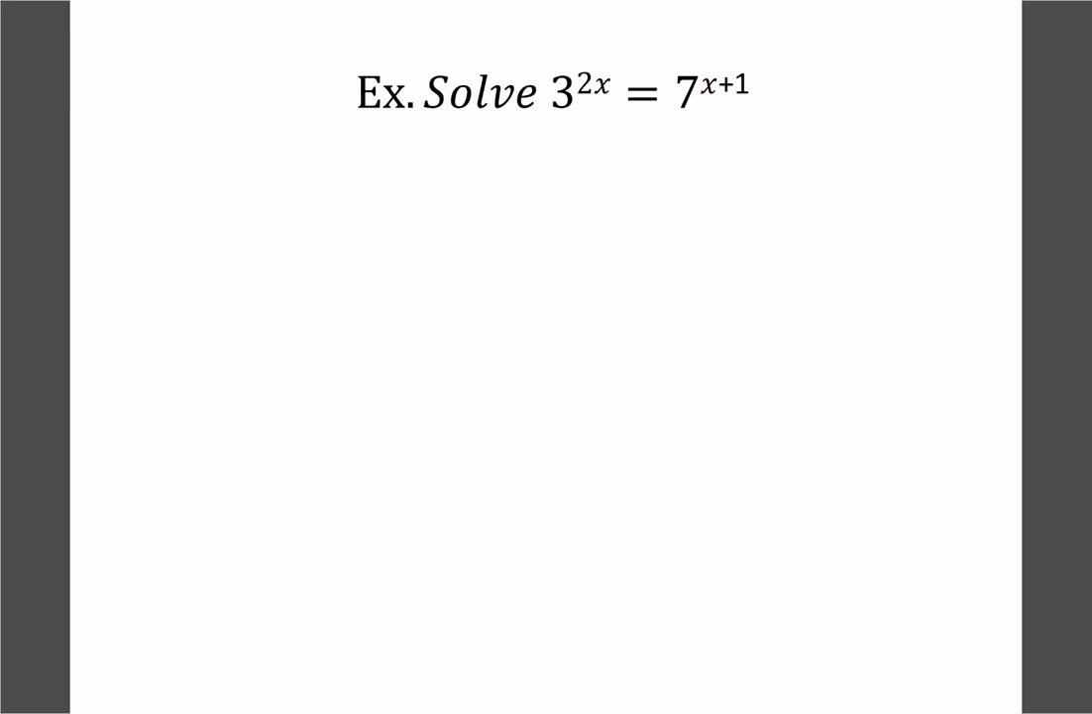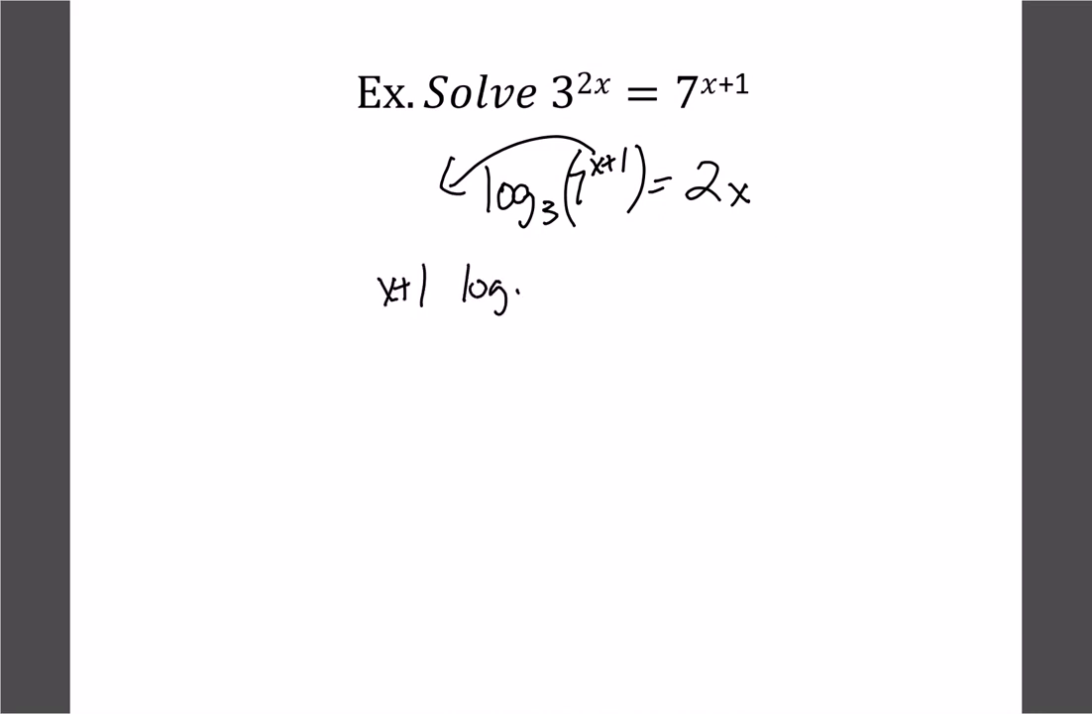Okay, here's another one that looks a little bit more complicated, but it actually works out almost the same. So you want to crisscross these two, so just pick one side or the other, it doesn't matter which one. So let's leave the left-hand side. So we'd have log base 3, and now that's going to be 7 to the x plus 1, and that's going to equal 2x. So now we have that rule, if we have an exponent, let's bring it down in front. So let's do that first. So we'd have x plus 1 times log 3 of 7.